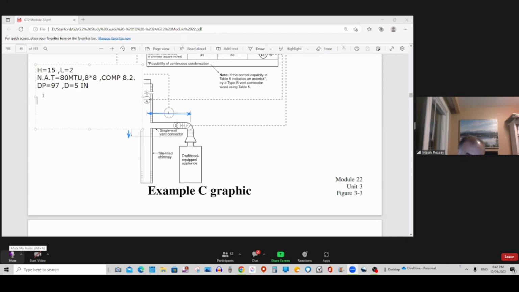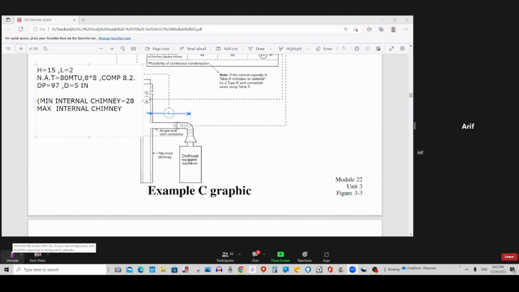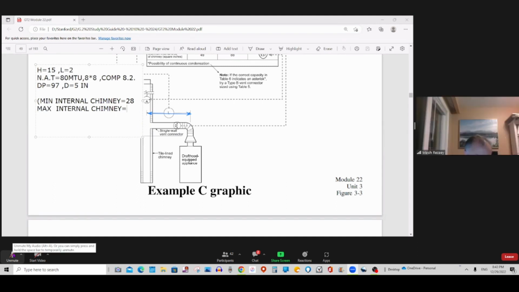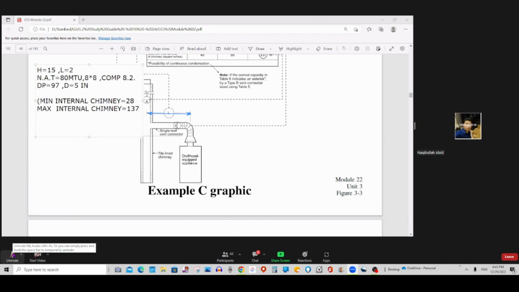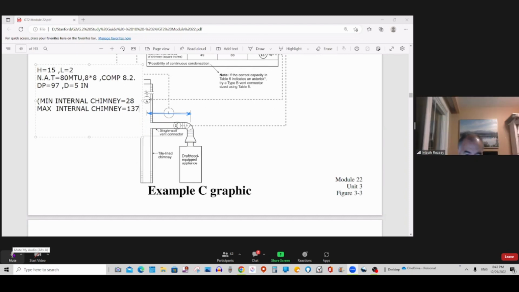Okay, we have two conditions. One is minimum, okay? Minimum internal chimney, how much? 28. And maximum equal to 137. Everybody see that? Okay, now we have this one.